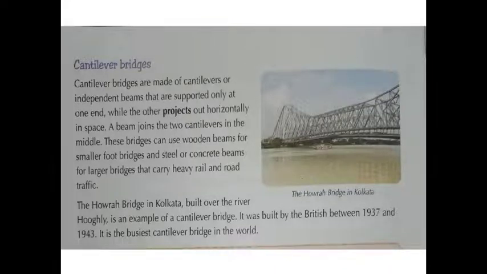rail and road traffic. The Howrah Bridge in Kolkata, built over the river Hooghly, is an example of a cantilever bridge. It was built by the British between 1937 and 1943. It is the busiest cantilever bridge in the world.